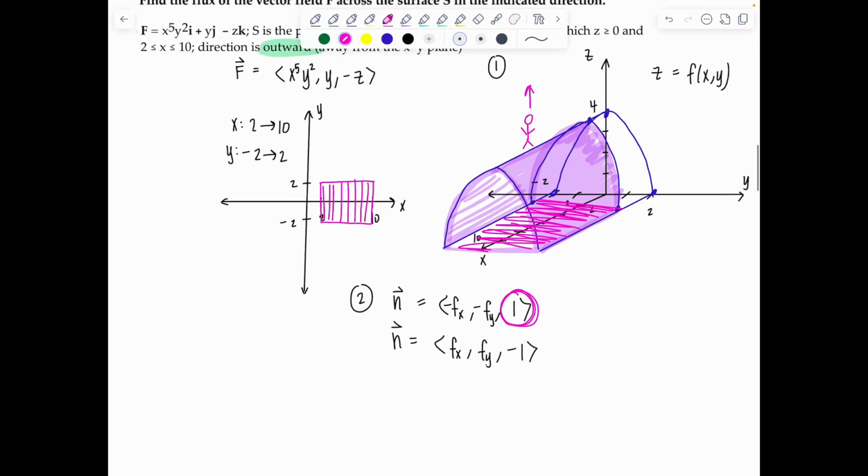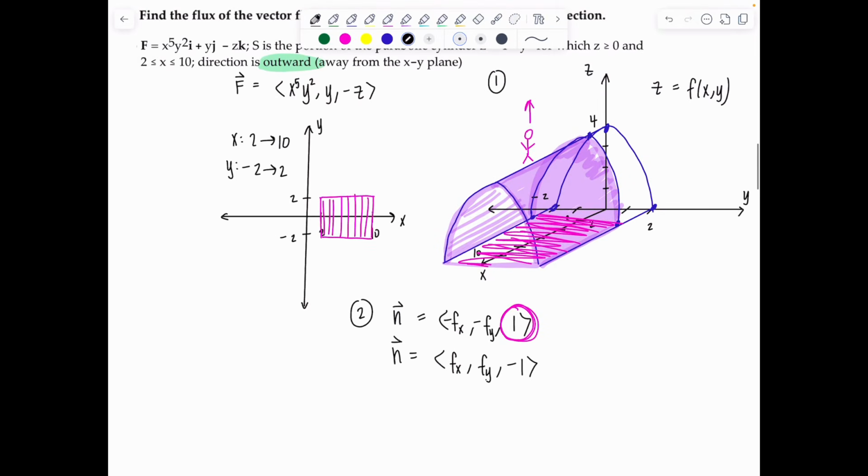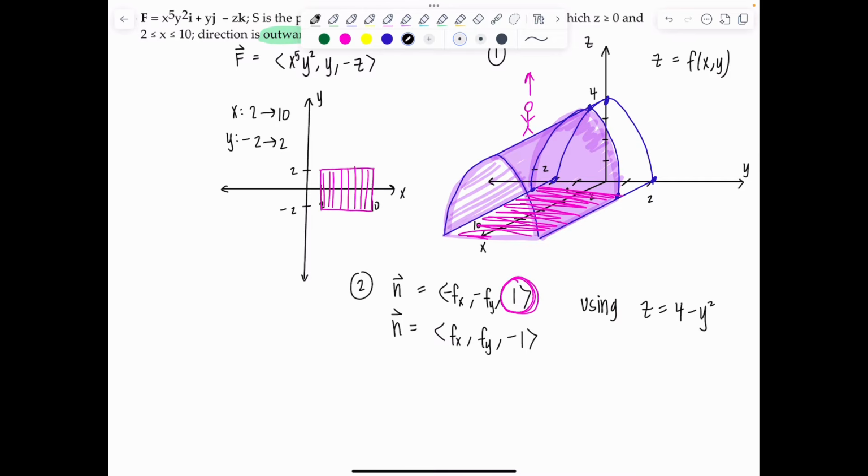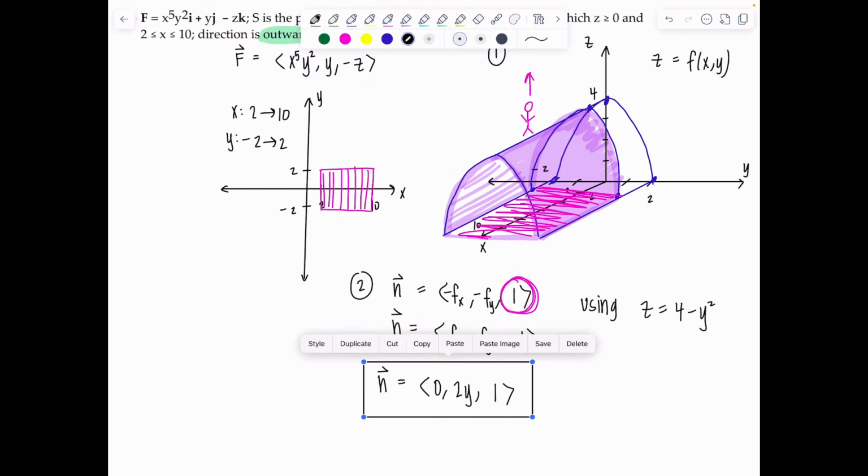Then from here I can figure out my normal vector using the surface. It's always normal to the surface. So using z equals 4 minus y squared, what would n be? Partial with respect to x is 0. Negative partial with respect to y would be +2y, and then z is 1. You always have to decide between these two options, and to figure out whether you have +1 or -1, just draw a little stick figure. Your head should be out of the surface, and then figure out if your head is in the positive or negative direction.